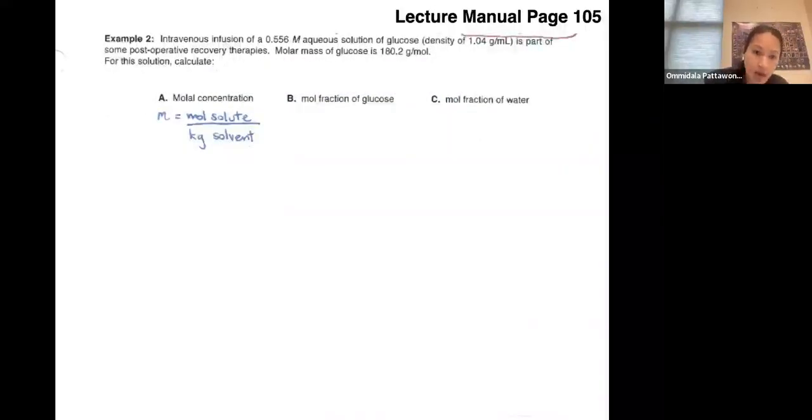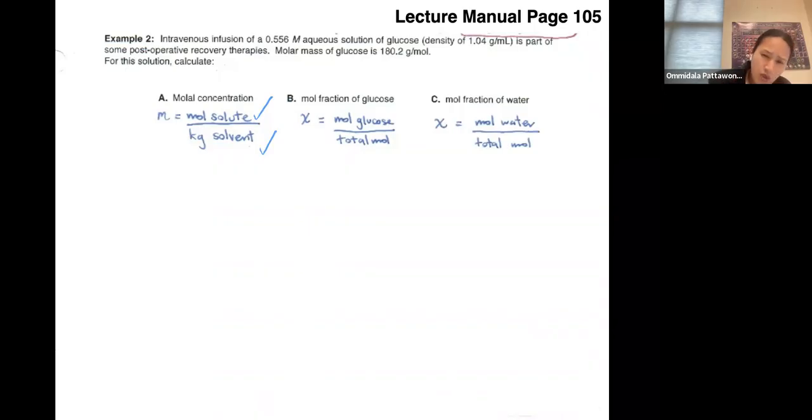When we're looking at molar concentration, by definition, molar concentration is equal to mole of solute divided by kilograms of solvent. So in order to find out molar concentration, we need to know moles of solute and kilograms of solvent. The second unit is the mole fraction of glucose. In this case, you are going to use mole of glucose divided by the total mole. The mole fraction of water is going to be mole of water divided by the total mole.